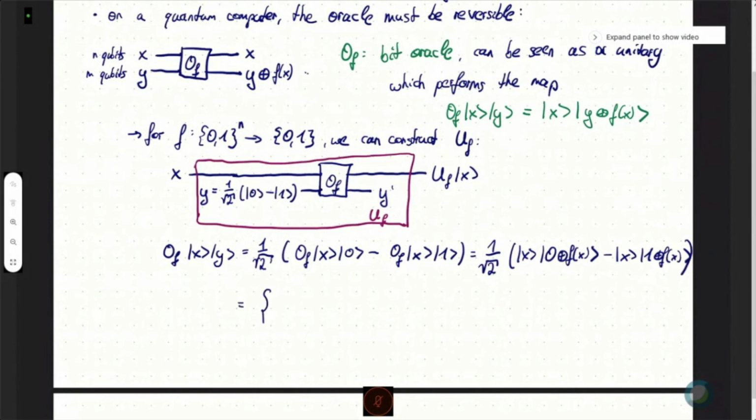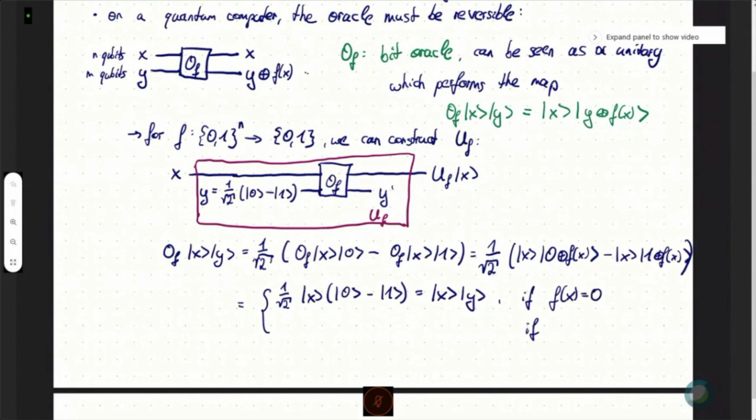And now f of x can only be either 0 or 1, so we can look at the two cases separately. Let's start first with if f of x is 0, then we get x and the first part 0 plus f of x. If f of x is 0, we just get 0. And then in the second term, we just get 1, which is exactly x and y. That was the case if f of x equals 0.